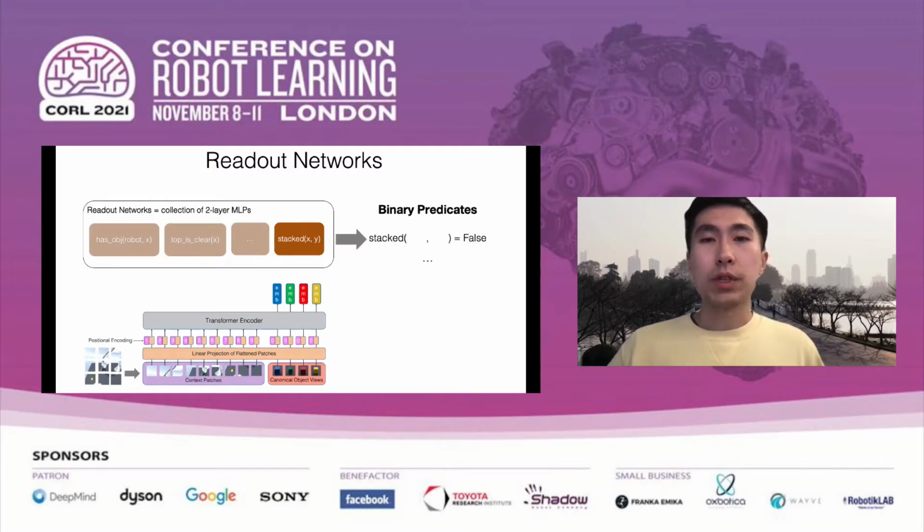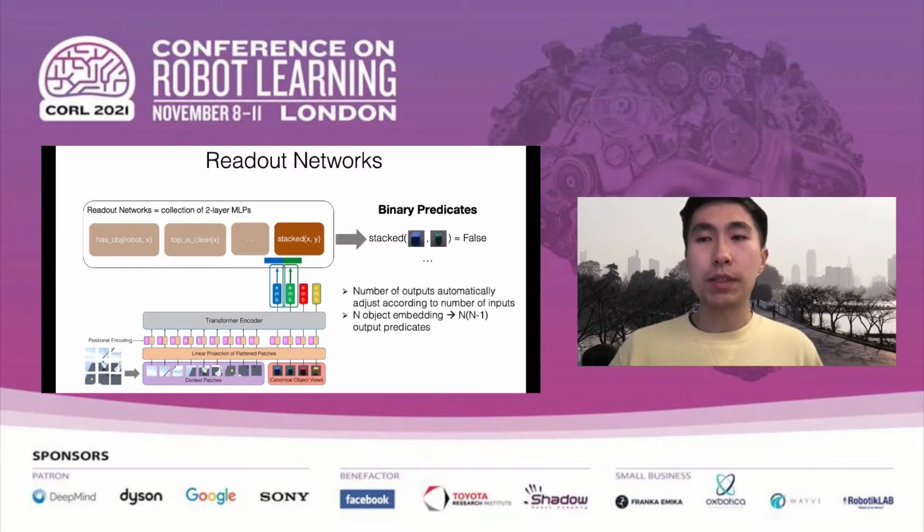There are also binary readout networks, which can predict predicates involving a pair of objects as arguments. The network takes the concatenation of two object embeddings and predicts the predicate value with the corresponding objects as arguments. Note that the number of outputs by the readout networks changes adaptively with the number of input object embeddings, which enables the overall network to generalize to an arbitrary number of query objects without modification to the network parameters.